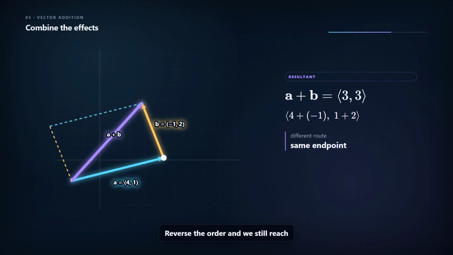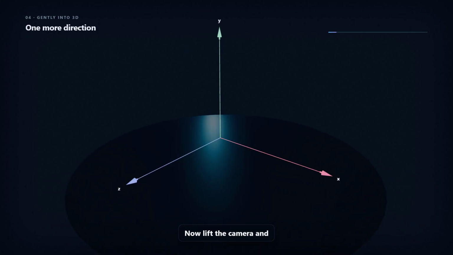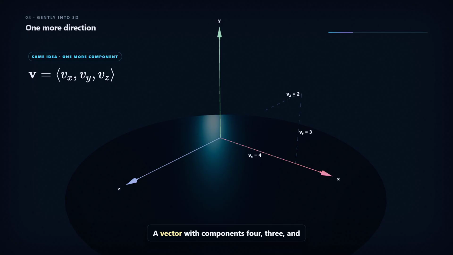Reverse the order and we still reach the same endpoint. Head-to-tail motion and the parallelogram tell the same story. Addition combines effects. Soon we will run that picture backward and split one light vector into 2 pieces that add back to the original. Now lift the camera and add a z-axis. A vector with components 4, 3, and 2 means 4 along x, 3 along y, and 2 along z.